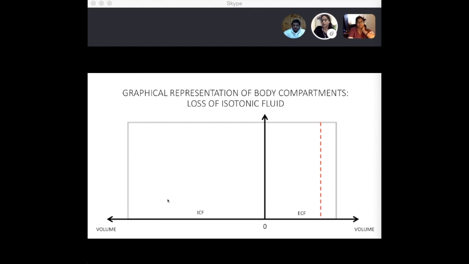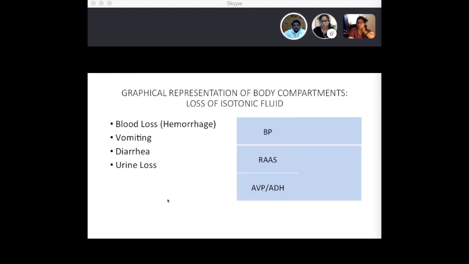We said earlier in the presentation that the extracellular fluid volume is directly related to blood pressure. So if we have blood loss, the patient could be hemorrhaging, vomiting, have diarrhea, or urine loss. Anything that essentially means they've lost fluid from the body.